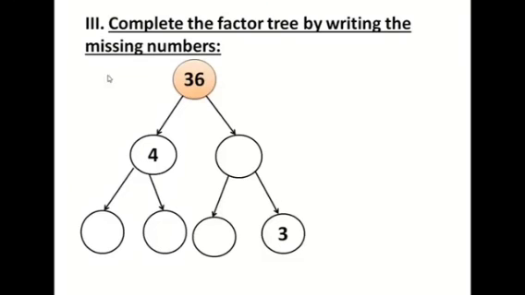Third, complete the factor tree by writing the missing numbers. It is given here 36, here 4, here 3. The rest of the places are empty. So please try. This is very interesting. We have worked out sums like this also. Please do it. I know you all can do it. Thank you.